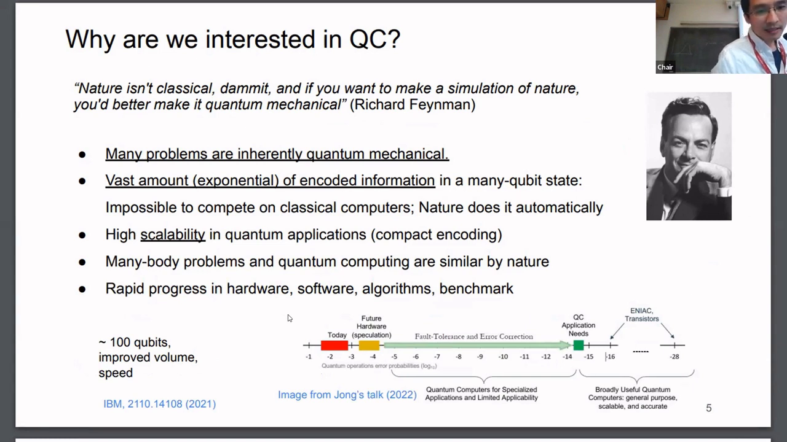And then there's a high scalability in quantum applications, as we can see in many literatures about compact encoding. And there's also rapid progress in hardware, software, algorithm, and benchmark, particularly in the past 5 to 10 years.